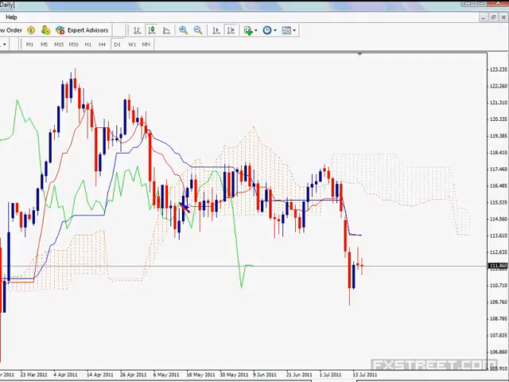The Tenkan-sen, or red line you are seeing in the chart right now, shows the average price value during the first time interval, defined as the sum of maximums and minimums within this time divided by 2. In this particular case, it represents 26 periods. The blue line is called Kijun-sen, and it also shows an average price during the second time interval. It's the highest high plus the lowest low divided by 2, calculated over the past 26 periods.